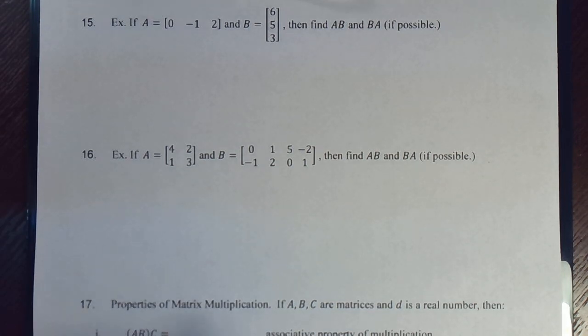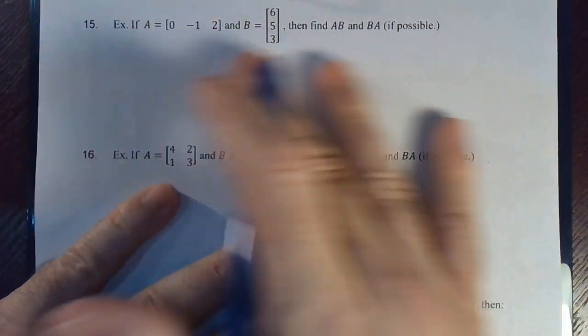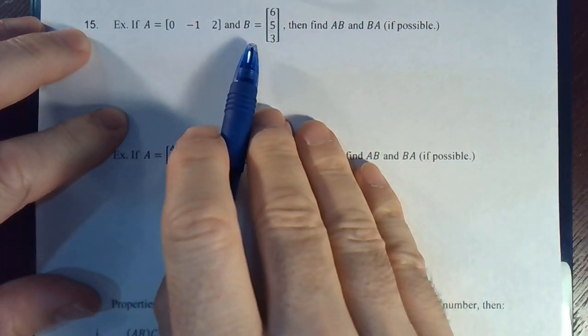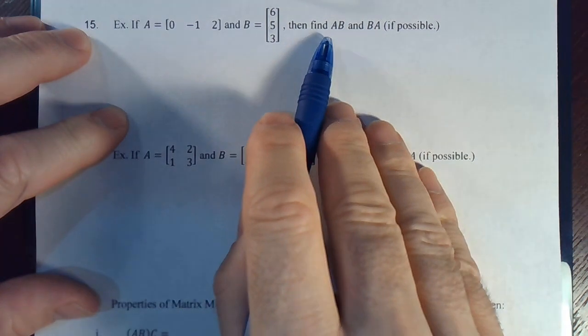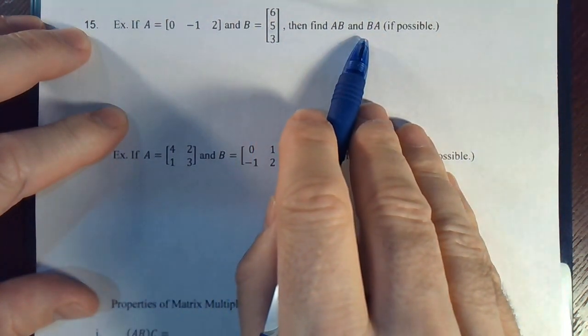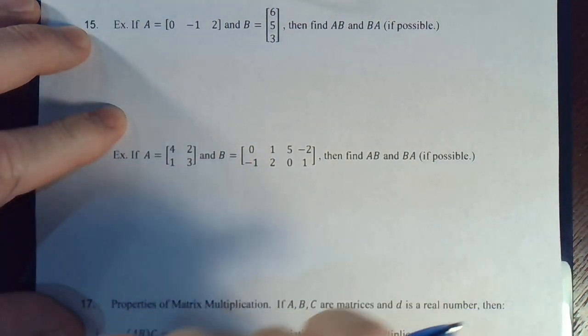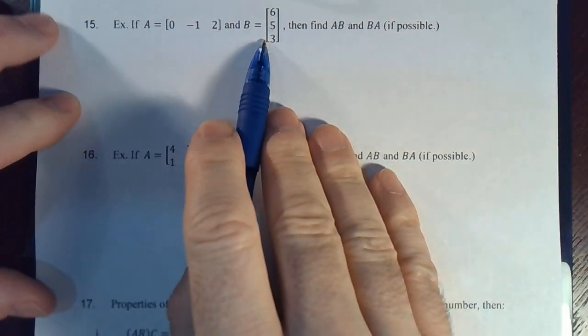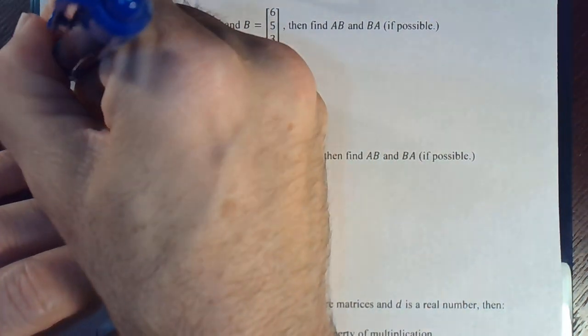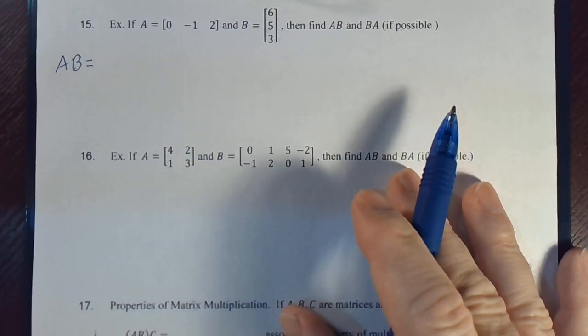Well, in our final video in the section called matrix operations or matrix arithmetic, let's multiply these two matrices together. We'll do AB and we'll see if we can also do BA. All right, well actually we've already done several examples like this already. AB, I think we can do this in our heads.